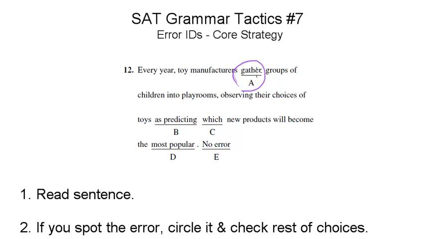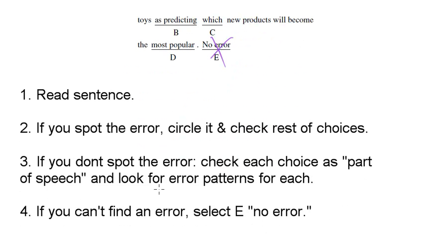Even if you see the error or think you see the error immediately, always check the rest of the choices. Except, of course, E. You really can't check that, so to speak. But always check at least the other three choices just to make sure you're not missing anything else that's rather obvious. Now, of course, if you spot the error, that's very nice and that makes things easy. But most of the time, or a lot of the time, we're not going to spot the error right away. So what do we do?